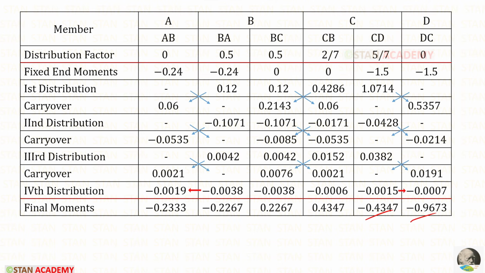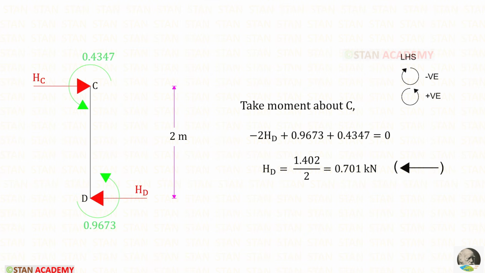Now let us take these two. Here also, both of them are negative. That means both of them are acting in the anti-clockwise direction. Let us take a moment about C and find HD. HD is acting in the clockwise direction, so negative, and the distance is 2. Both of these two moments are acting in the anti-clockwise direction, so both of them are positive as per the left hand side rule. For HD, we will get 0.701. We have got a positive value. That means our assumed direction is correct.